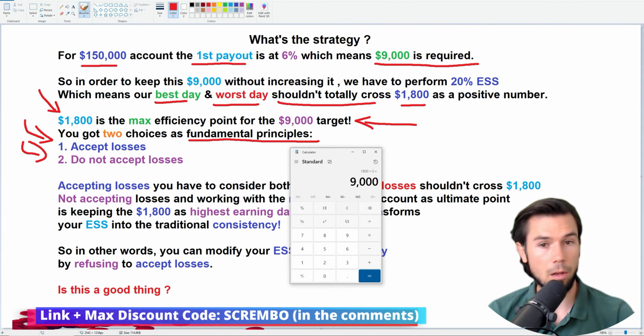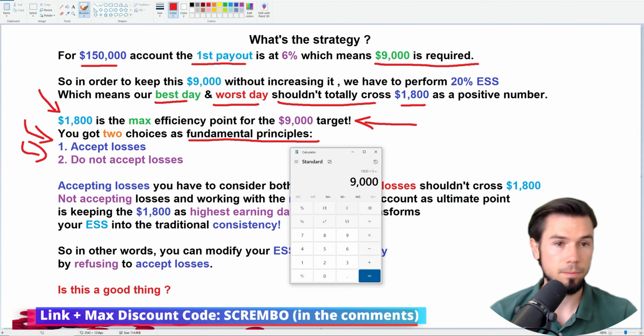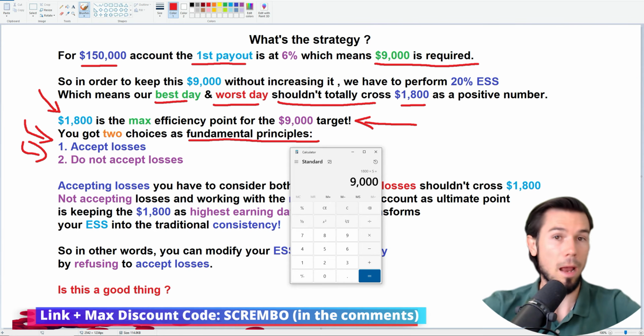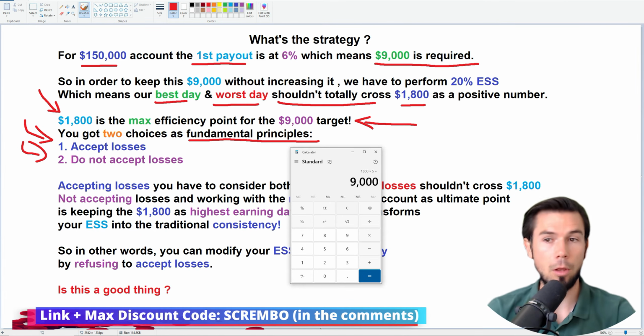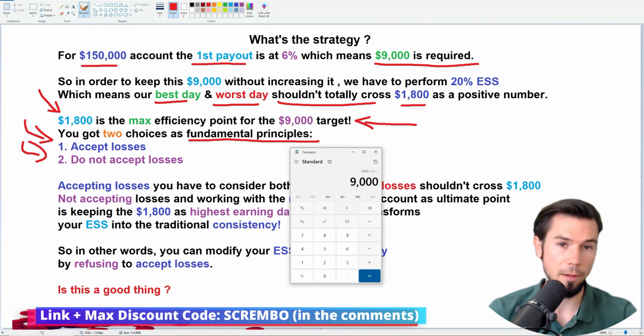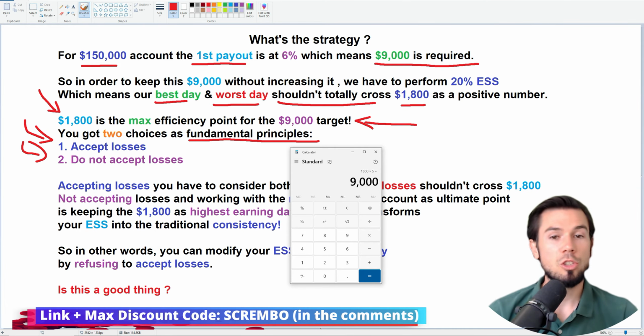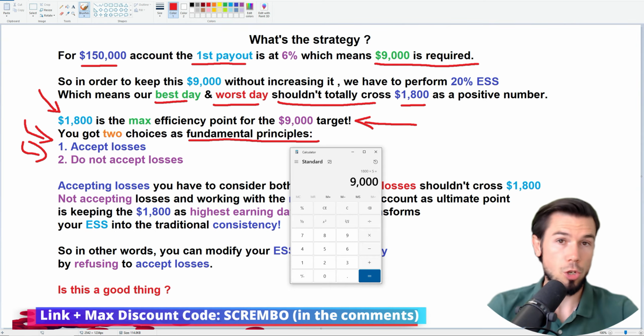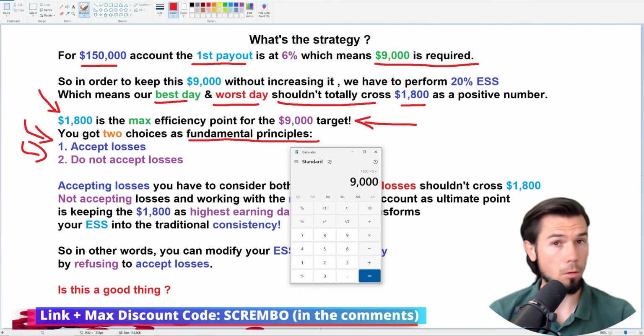So if you're not accepting losses, if you go for this strategy, your loss is basically the maximum loss of the account, which depends on when you bought the account. It could be $6,000 or $4,500, or it depends. So then you have this possibility. If you're accepting losses, then you need to know you shouldn't cross 1,800. You can cross that. It's not a problem. It doesn't mean you're not going to get paid. It doesn't mean that you broke the 20% equity stability score. No.